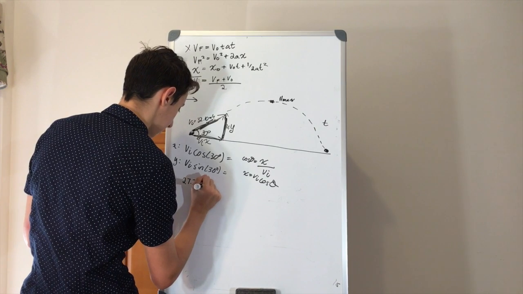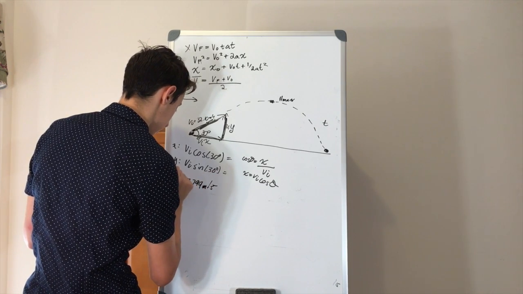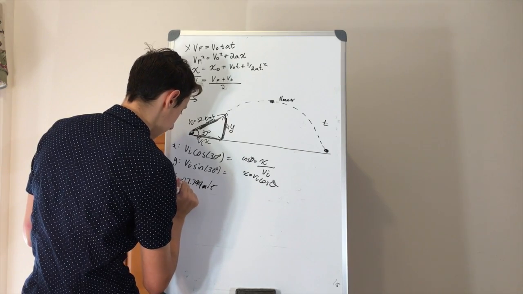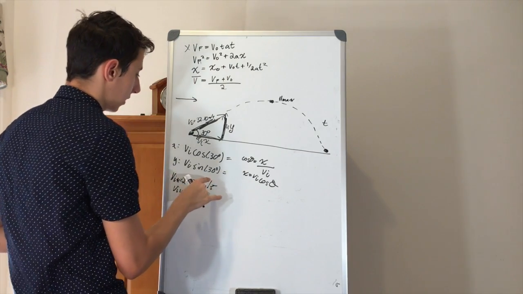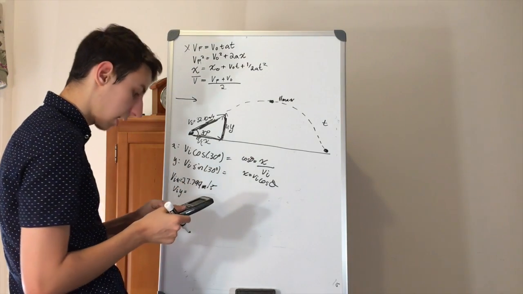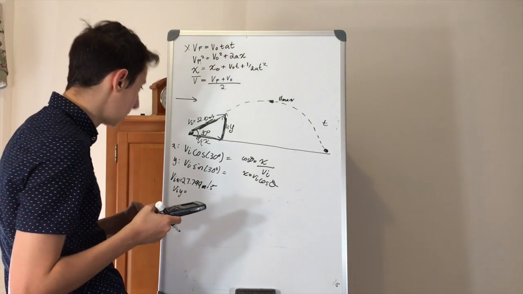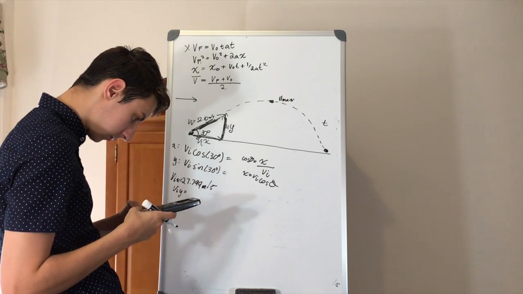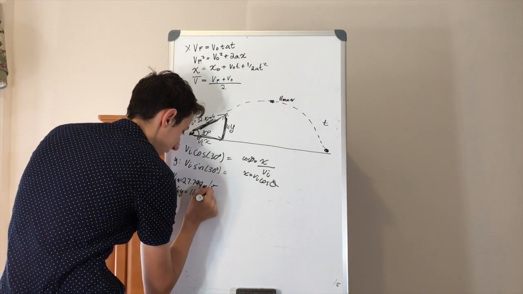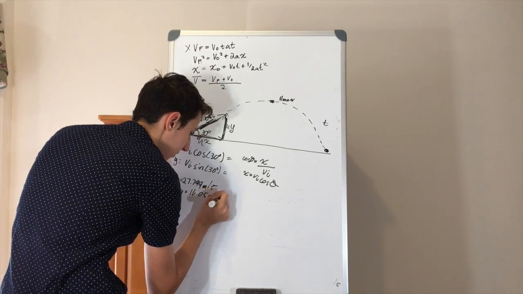27.799. I'm going to add some extra digits. So v initial x, v initial y. You can just divide by 2 because we know that sine 30 is equal to 1/2. If you don't know that, then just plug it into your calculator. It doesn't matter. 16.05 meters per second. And this makes sense.